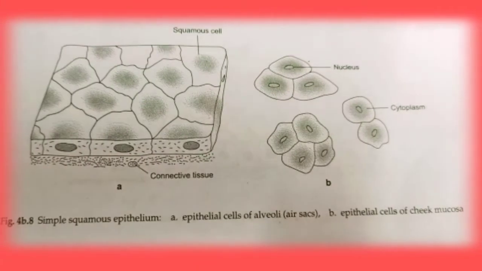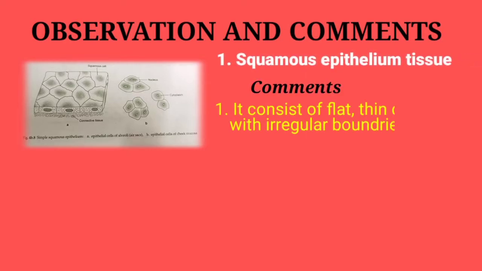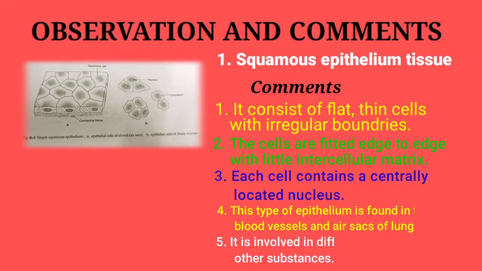Children, now come to the observations and comments. Squamous epithelium tissue: the cells are flat, thin cells with irregular boundaries. The cells are fitted edge to edge, and there are no intercellular spaces. The nucleus is centrally located. This epithelium is found in the walls of the blood vessels and air sacs of the lungs, and its function is the diffusion of gases and other substances.